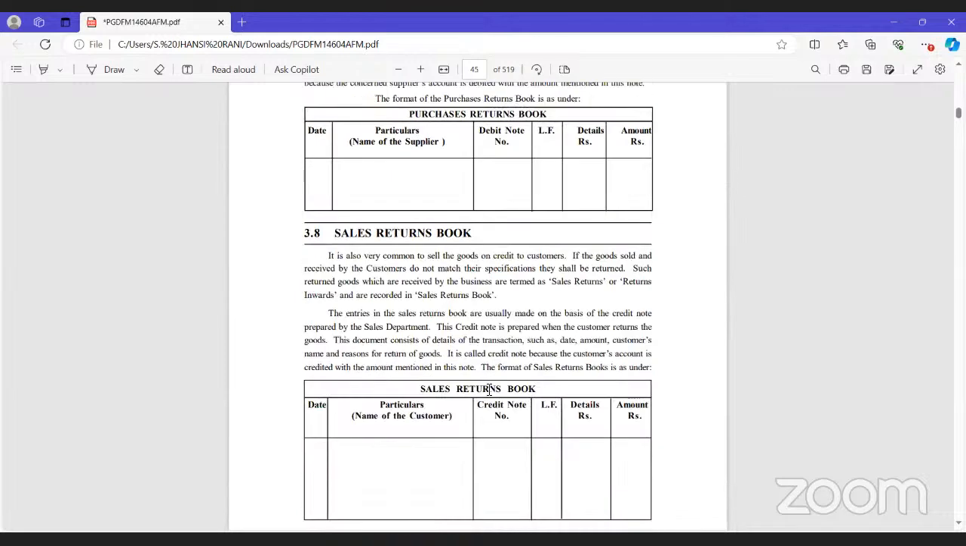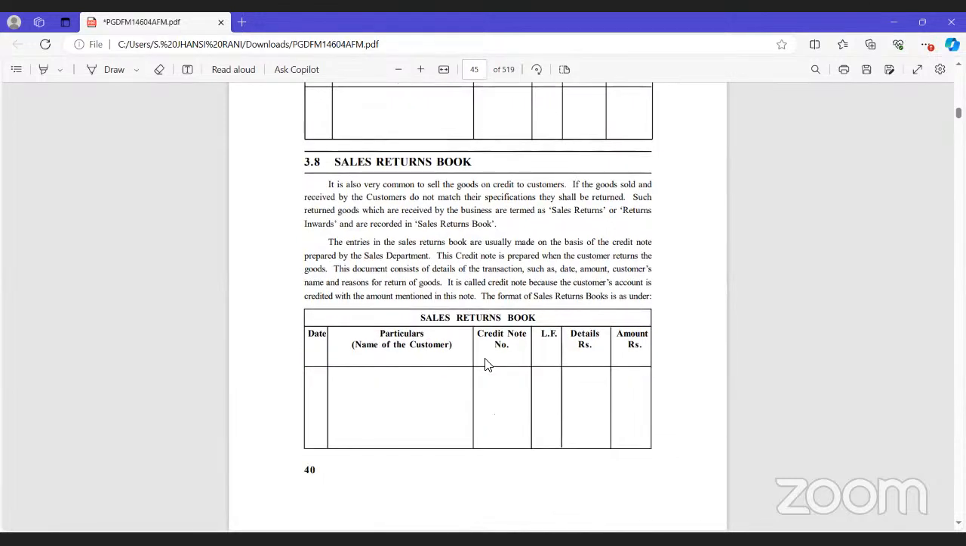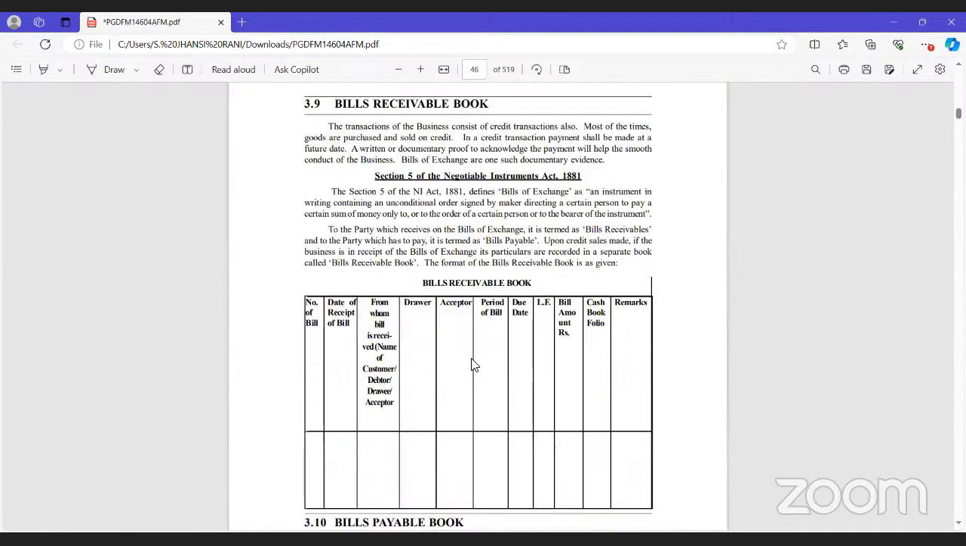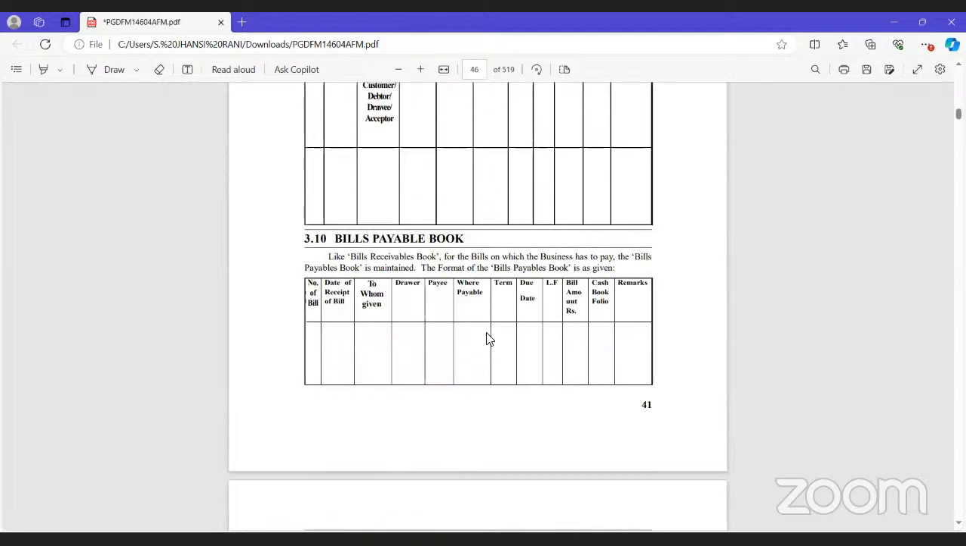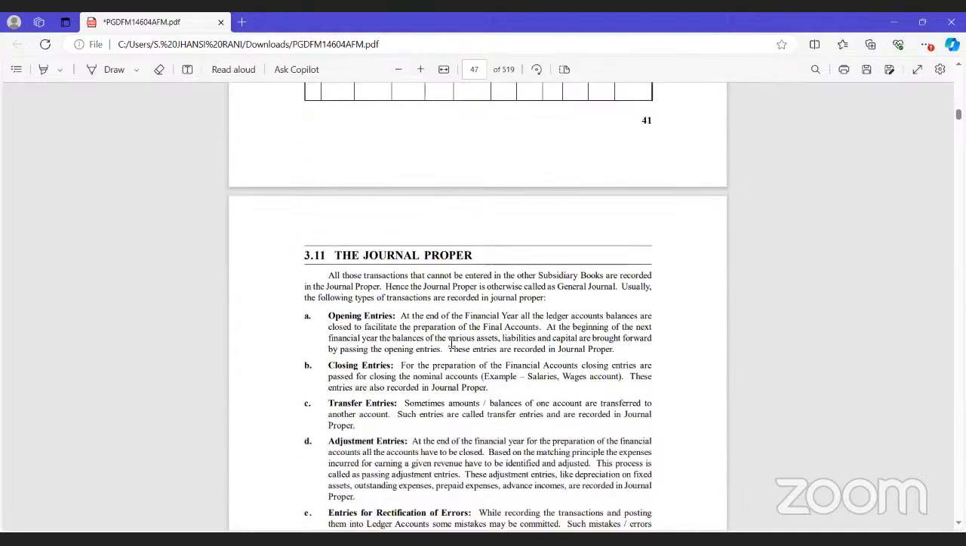Next, sales return book. Here customers will return the goods to us. Whenever the customers are returning goods, that will be a credit note to us. The same format, it will be credit note to us. So bills receivable book: whenever we have a credit transaction, we receive a bill, and that will be written over here. Whenever we have to pay the bill to a supplier, then we make a note over here.